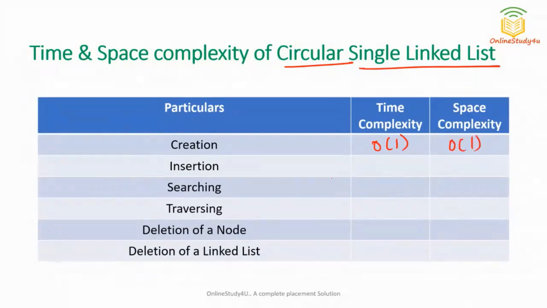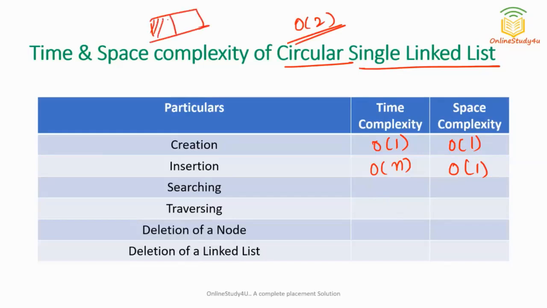What is it for insertion? For inserting a particular node, and remember I am talking in terms of big O notation, yes, it will be big O of n. And space complexity will be big O of 1. But why? Because we are taking a constant space. Now you will say, sir, it should be big O of 2. Why big O of 2?